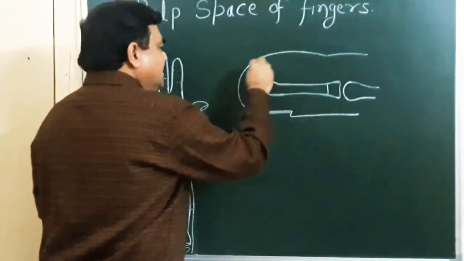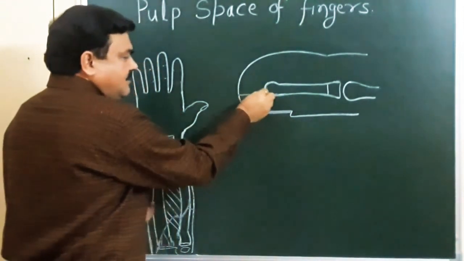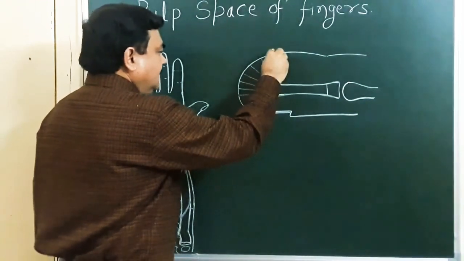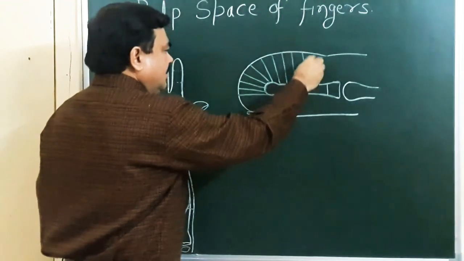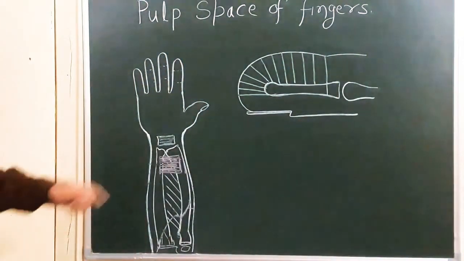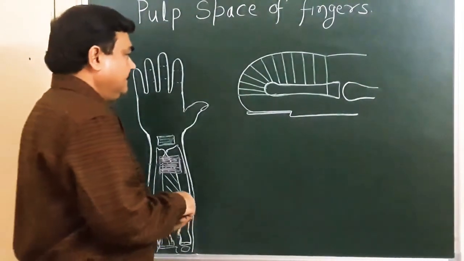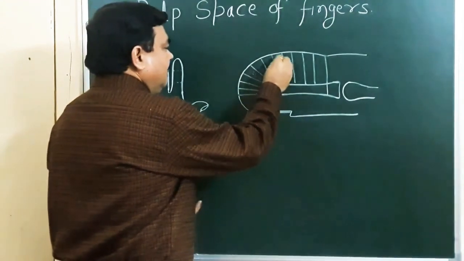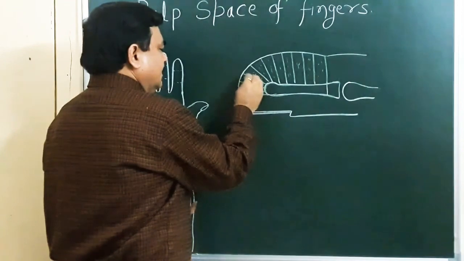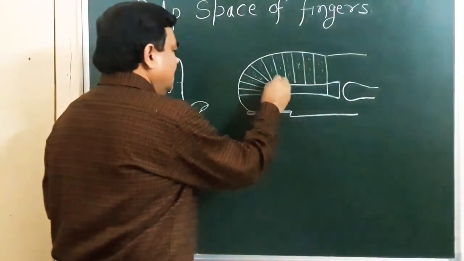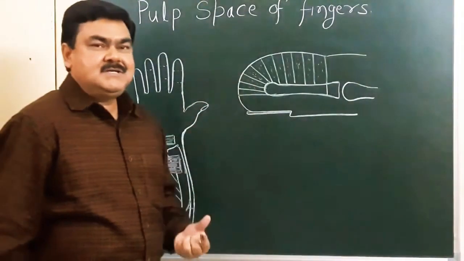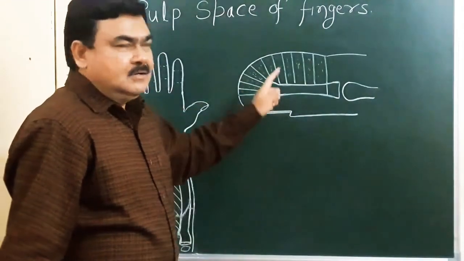From the periosteum to the skin, there are numerous fibrous septa. These divide the terminal phalanx into numerous pulp spaces. These spaces are filled with fat. By these fibrous septa, this area is divided into numerous compartments, and each compartment is tightly filled with fatty tissue.